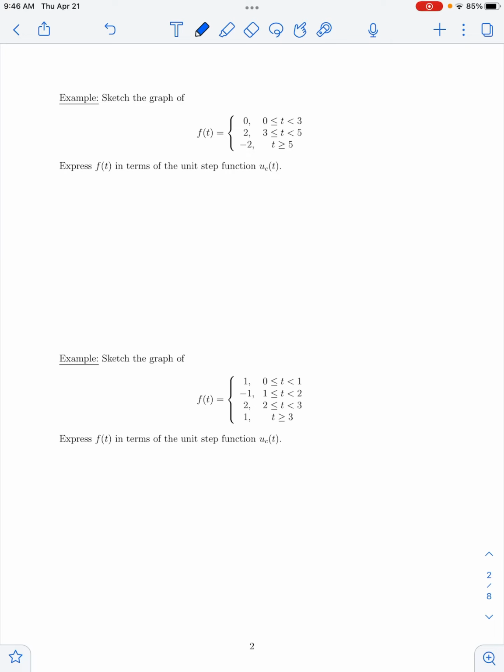In this first example, we are asked to sketch the graph of the function f of t, which is defined piecewise as 0, 2, or negative 2 on different intervals. And then we're asked to express this function in terms of the unit step function, u sub c of t. So let's start with our graph of this function in the ty plane.